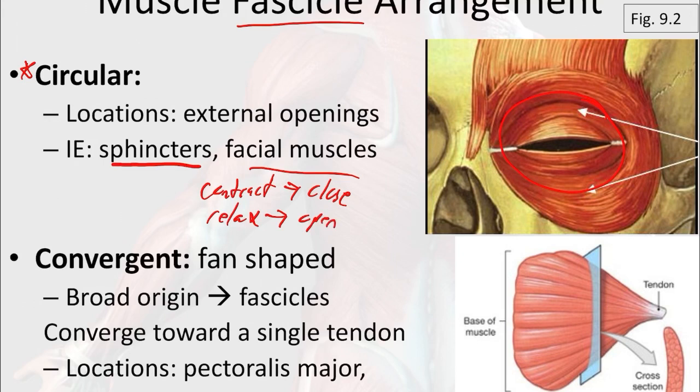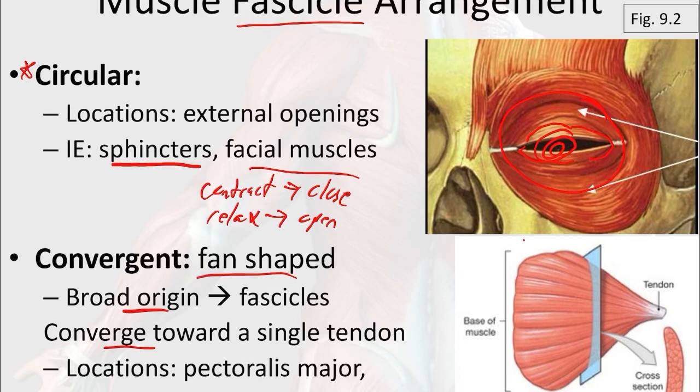Okay, so all those little fascicles are just going around in a circle. Right? They're going around in a circle like this. So when they squeeze down tighter. Okay? Secondly, is what's known as the convergent fascicle arrangement. And think of a fan shape for this. Okay? So it has a very broad origin, and then the fascicles converge towards a single tendon.